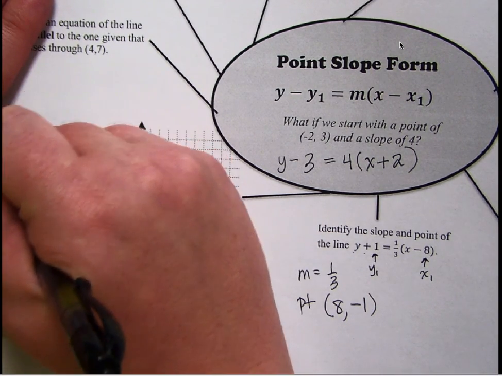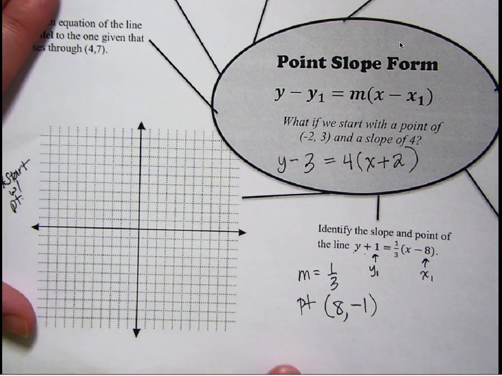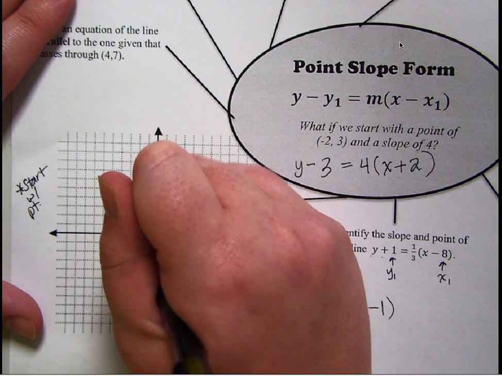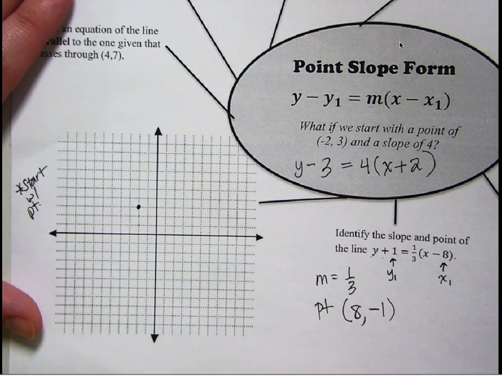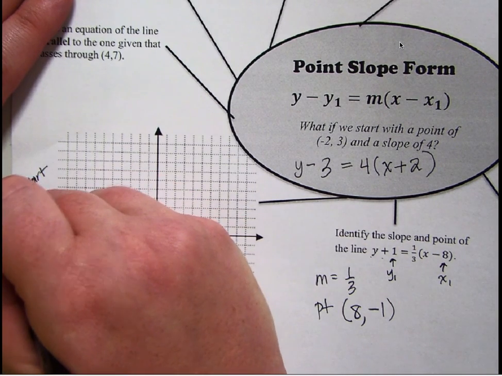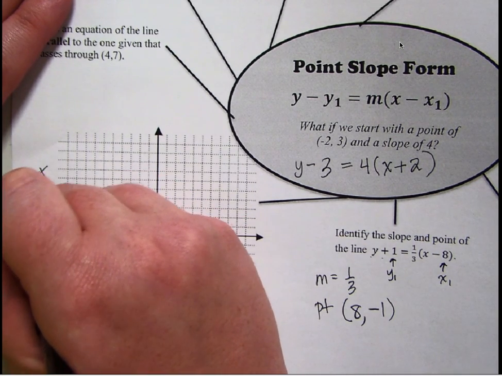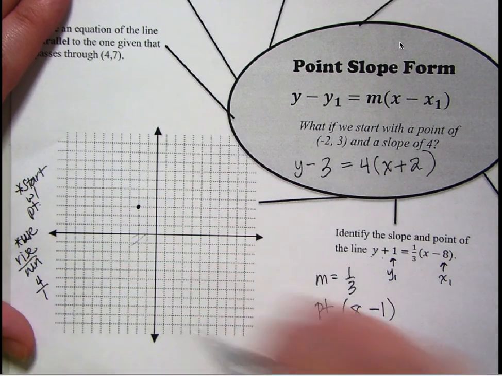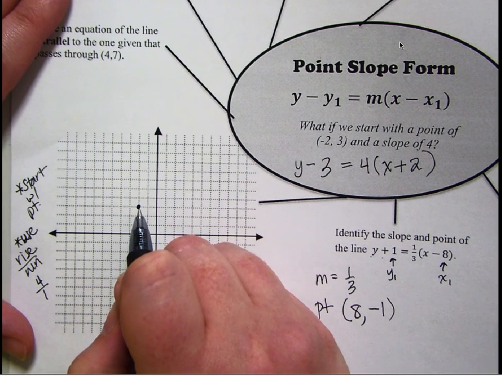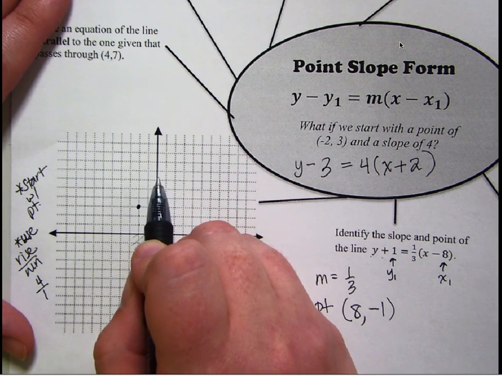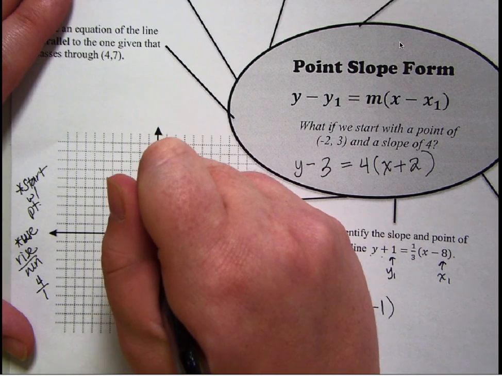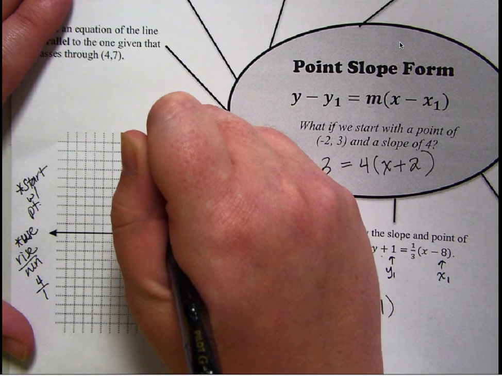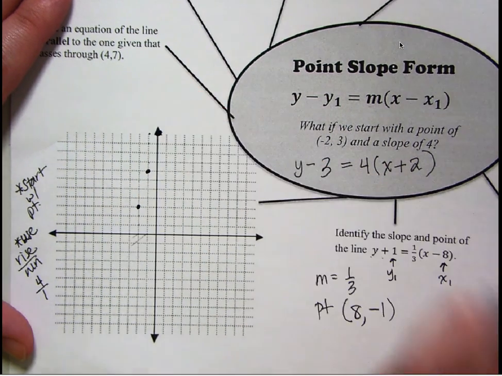So what we're going to do is start with the point. So our point is negative 2, 3. And then the slope is 4. So we want to use rise over run. In this case, that's 4 over 1. So from our ordered pair, we're going to rise by 4 and then run by 1. And rise by 4 and run by 1. Kind of off the graph.